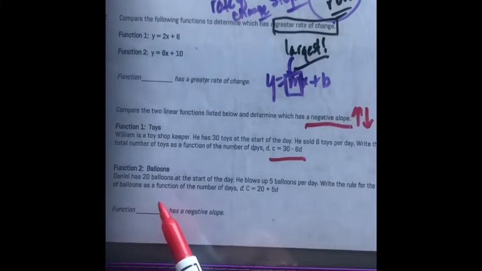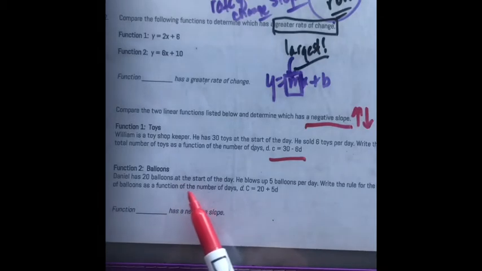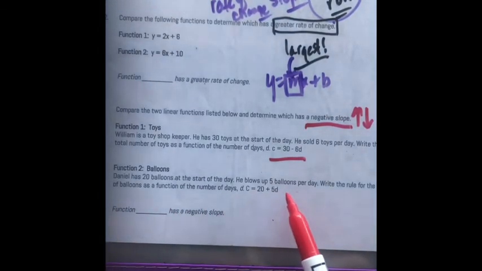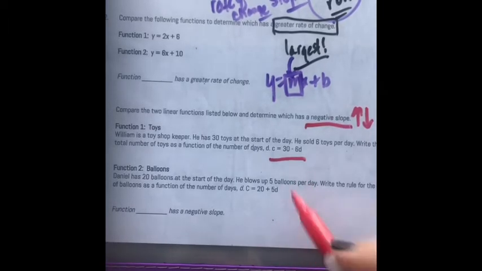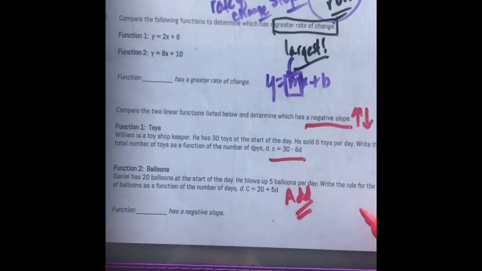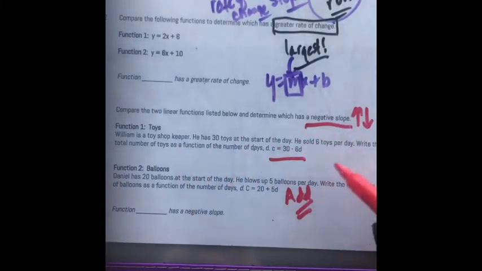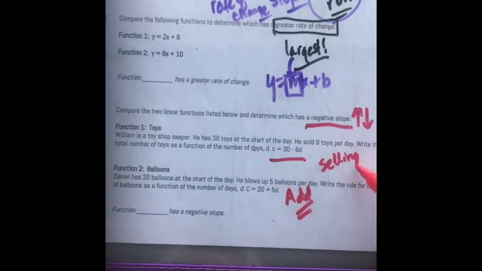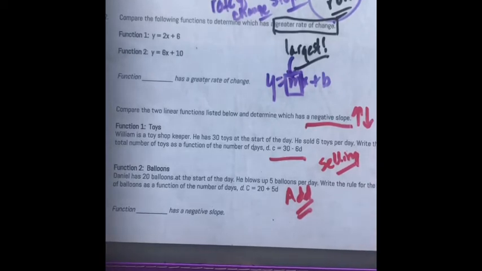Our function 2 is about balloons. Daniel has 20 balloons at the start of the day. He blows up 5 balloons per day. So he's adding balloons. Can we say that he's adding balloons here? Daniel's adding balloons, and here William is selling toys. So one of these is going down. One of these is going to have a negative slope. And I'm pretty sure you guys can see it. If you can't see it by the number that's with the variable, you can tell it by what's adding and what's selling. Okay?